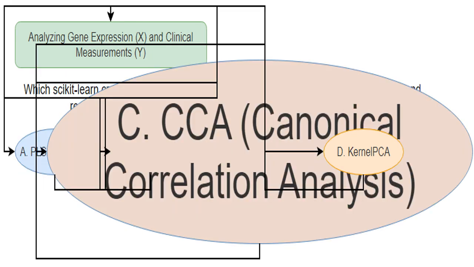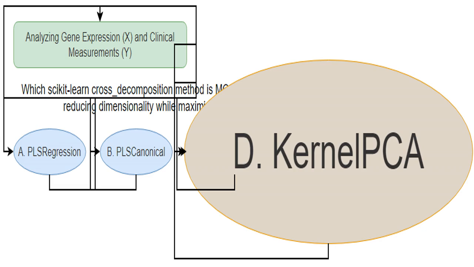CCA directly searches for linear combinations of variables within X and Y that have the highest possible correlation. This is precisely what we need. Imagine finding the best matched linear summaries of the two complex datasets. Kernel PCA is a dimensionality reduction technique, but it only works with one dataset at a time. It can't directly find relationships between X and Y because it doesn't consider their covariance. This method is only good for simplifying a single dataset, not finding relationships between two.